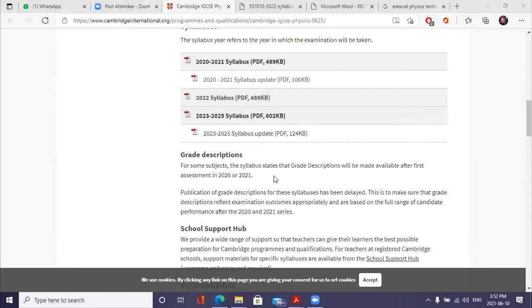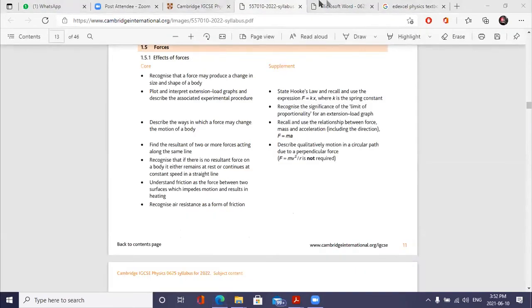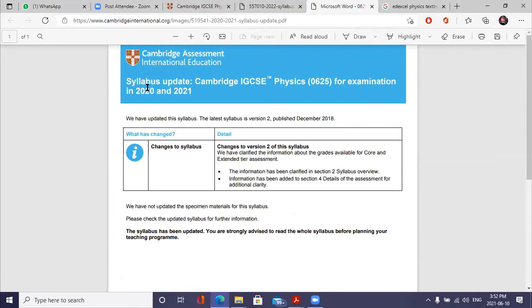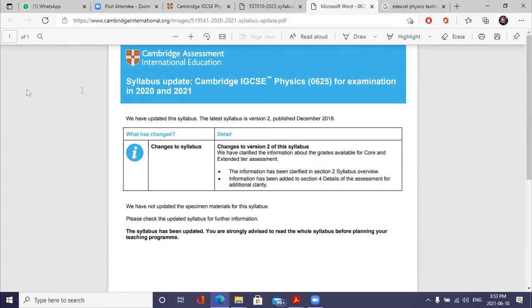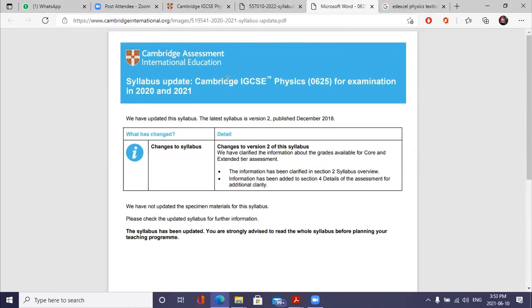Don't they change the syllabus now and then? No, there is no change in the syllabus. Here it is. There is a file called syllabus update. We have not updated the specimen materials for this syllabus. This is for 2021. Okay, thank you.